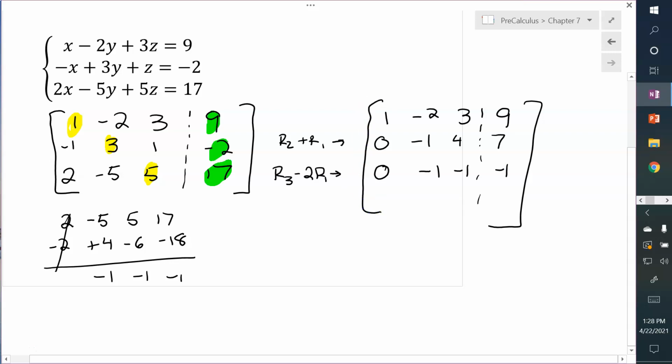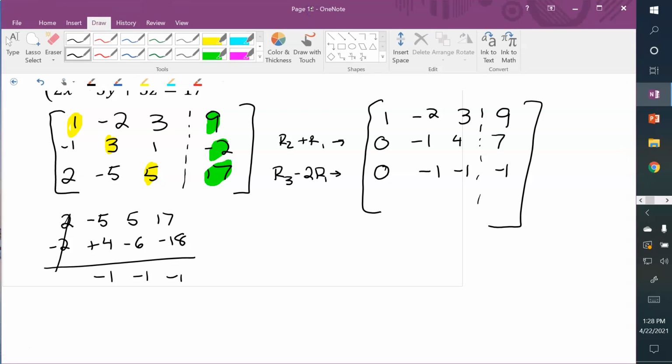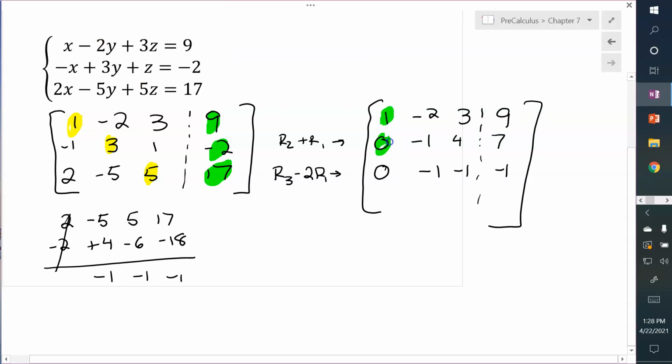All right, so take a look at this. I have a 1, 0, 0. Over here, I need that to be a 1. So what I can do is multiply that row by -1. And then I can use that to make another change in row 2.